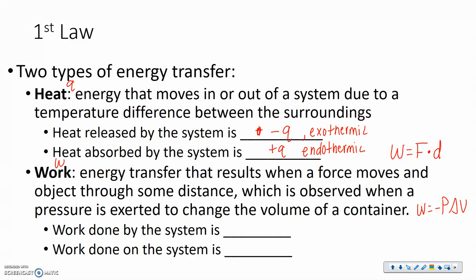Now, the notation of the signs is a little confusing. So we want to denote work done by the system is a negative value, and work done on the system, no, I flip-flopped these. Oops, so sorry. Work done on the system is negative. They are opposite from your Q's.